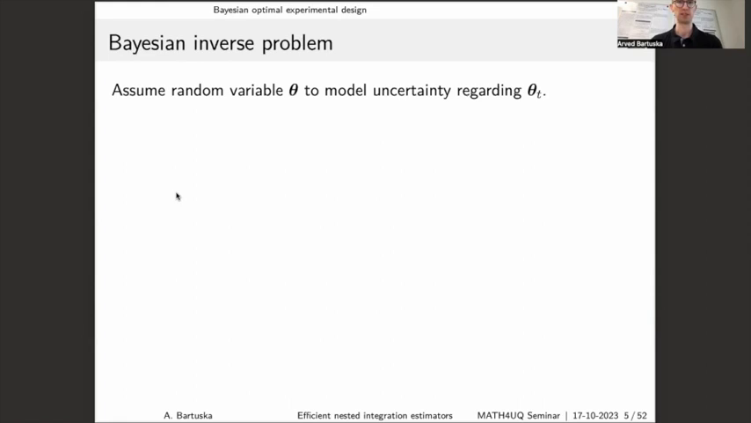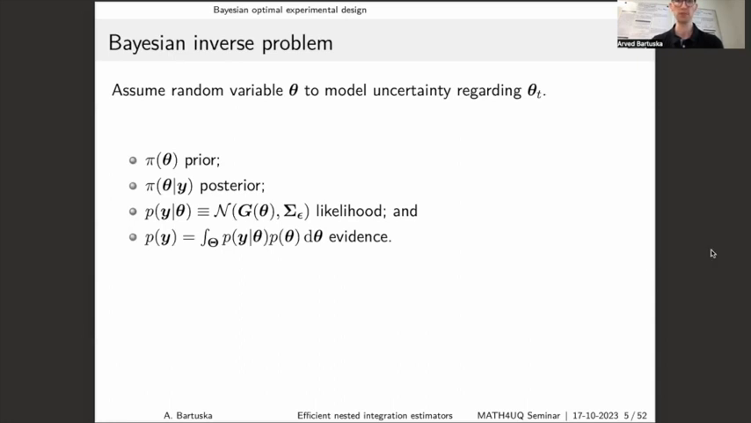So then we can introduce the Bayesian inverse problem, where we assume a random variable theta to model this uncertainty about the true parameter of interest. What do we mean by Bayesian inverse problem? We assume a prior distribution of this theta. This is what we know before doing the experiment: our assumptions or knowledge from previous experiments, expert knowledge, or some physical constraints. Then we have the posterior distribution, which is conditioned on the observation. And we have the likelihood, which is the likelihood of observing data for a given theta.